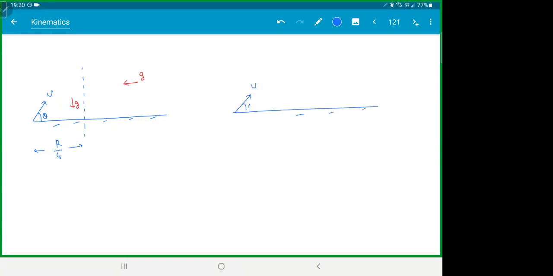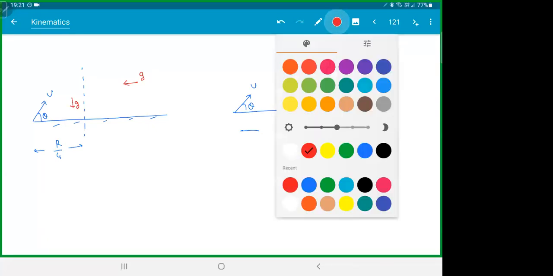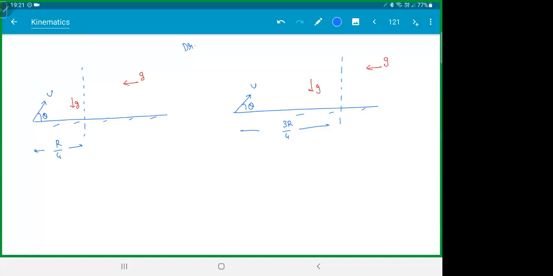I just want the path. Let's say you project with u and theta. This time 3R by 4, meaning 3/4 of the distance, the gravity is g, and then the gravity becomes horizontal. Can you draw the path? Just the path. Solving would be more fun, but let's not do that right now.